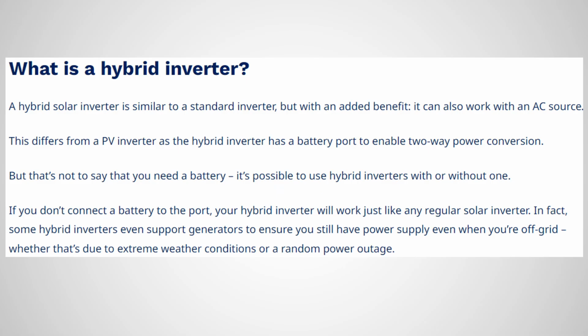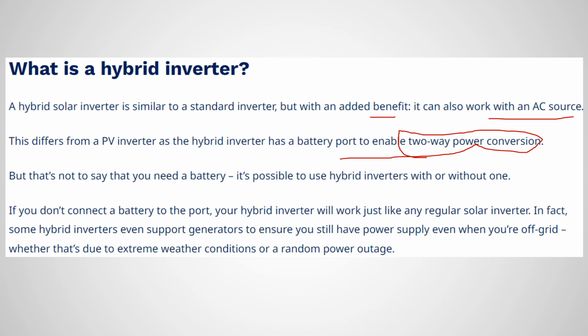Okay, so for a simple definition of a hybrid inverter, I searched many websites to see what they say. It is a standard inverter, but with the added benefit that it can work with both AC and DC. Different from a PV inverter, the hybrid inverter's battery port enables two-way power conversion, that is DC to AC and AC to DC.